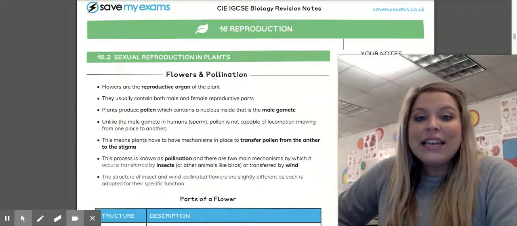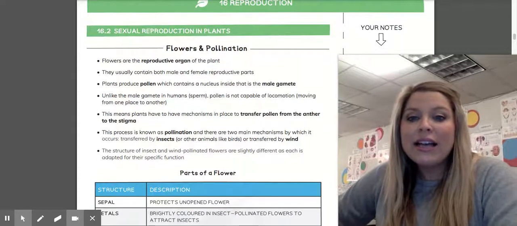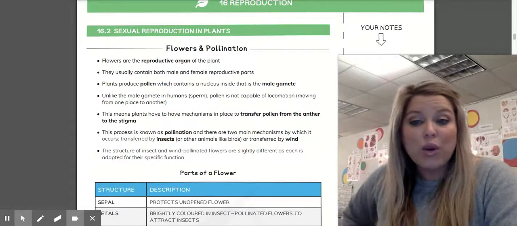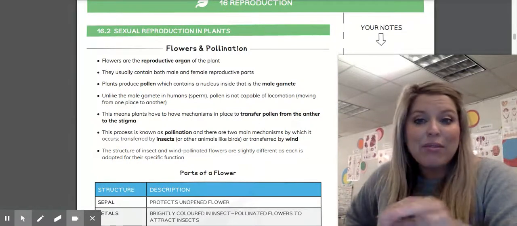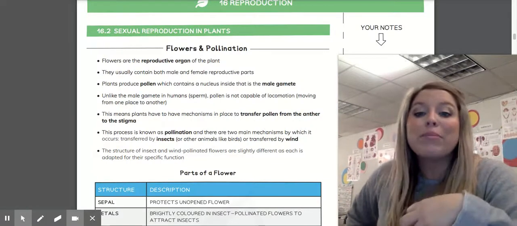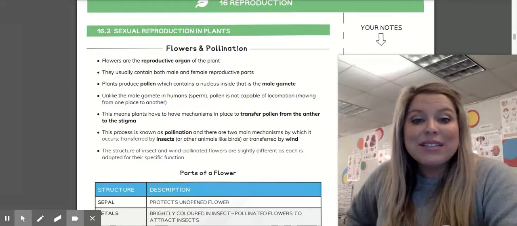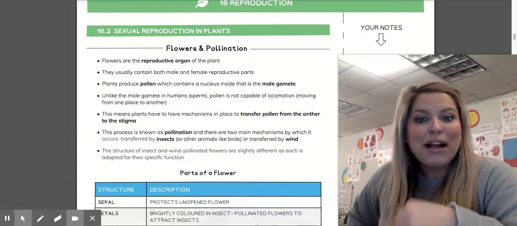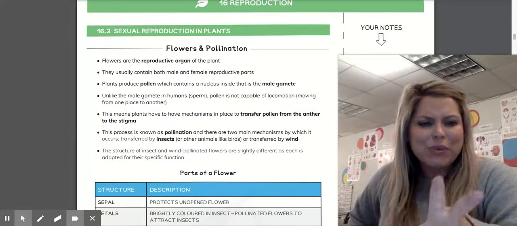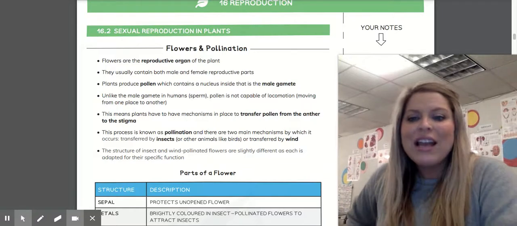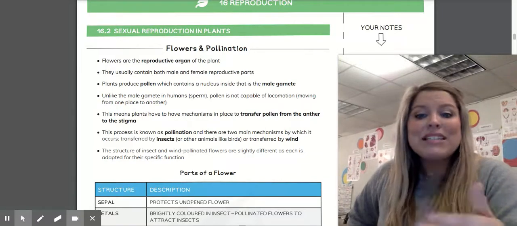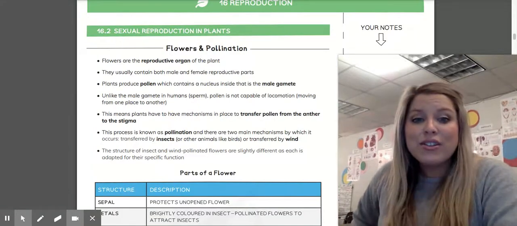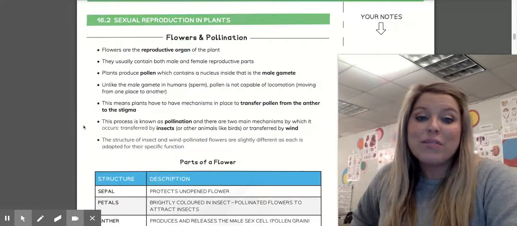Now, when we're looking at pollination, we are going to see that flowers are the reproductive organ of the plant. They usually contain both male and female reproductive parts. They produce pollen, and that pollen contains the male gametes. And unlike the male gamete in humans, like sperm, pollen is not capable of locomotion. So we'll get to that in the human reproduction unit. But there must be some sort of mechanism to transfer pollen from the anther to the stigma, okay? And this process is known as pollination.